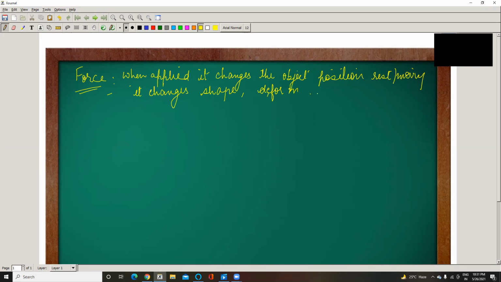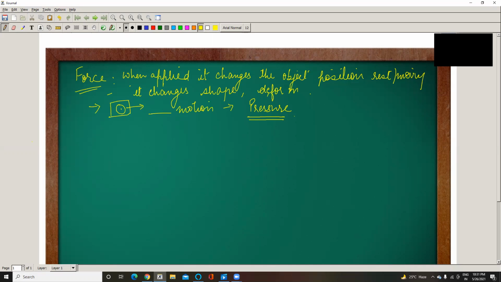So whenever an external force is applied to an object, it moves that object in a motion. And when it is applied at a particular square area, where we have a defined area, then that is called the pressure.